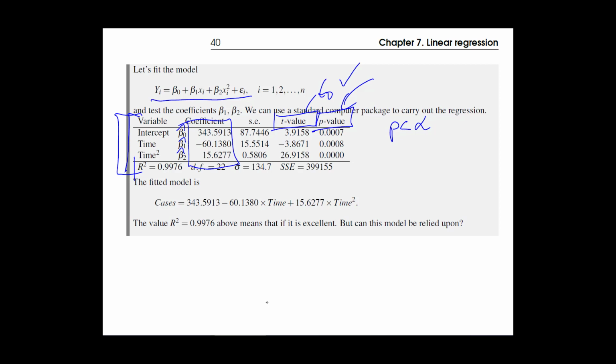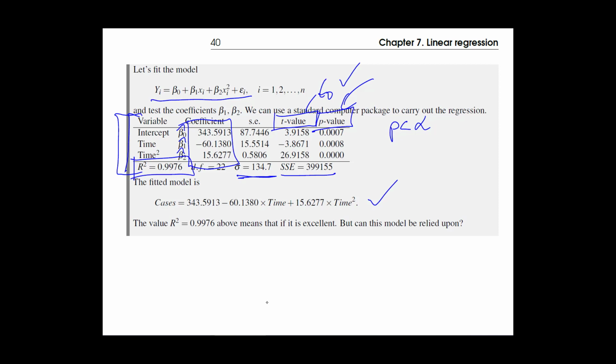Next thing we look at is the R square, 0.99. That's awesome, right? That's a perfect fit, almost. That's your estimation of the variance. That's sigma hat right there, and that's your objective function that we try to minimize. So that's another way of saying the same thing.